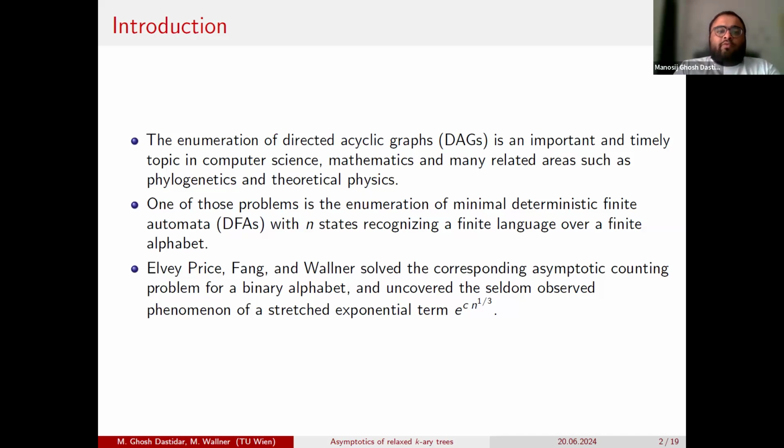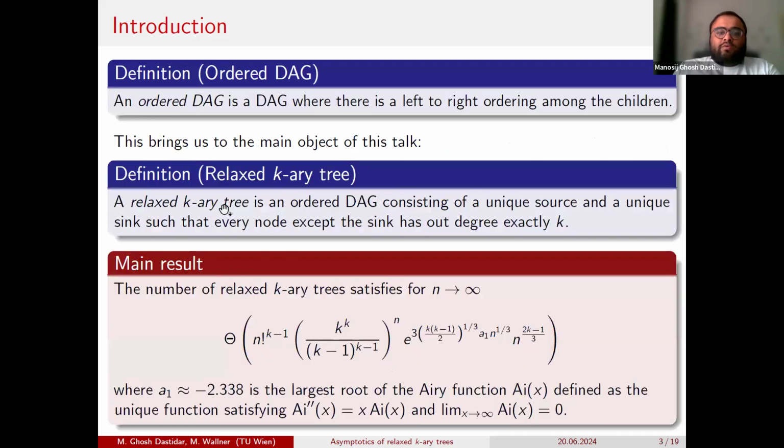And moving forward, because they looked at the asymptotics of these things and found the stretched exponential, in this talk I would like to extend that and ask the question of what happens in the case of the k-ary tree. So what are the asymptotics of the relaxed k-ary tree, basically?